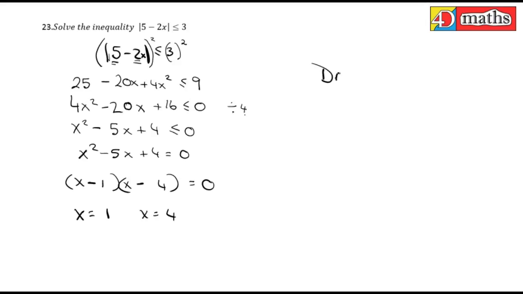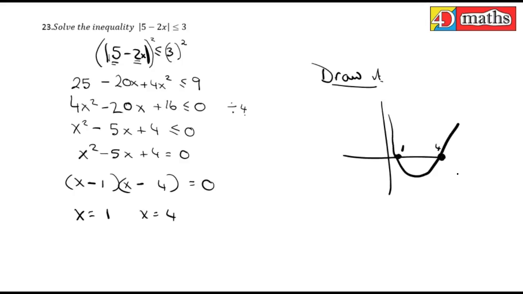So the next step then is to draw it. So the x y-axis, we know it's at 1, and we know it's at 4. So that's 1, and that's 4. So we draw our quadratic. Then we go back to the inequality. So it says that the quadratic is less than or equal to 0.